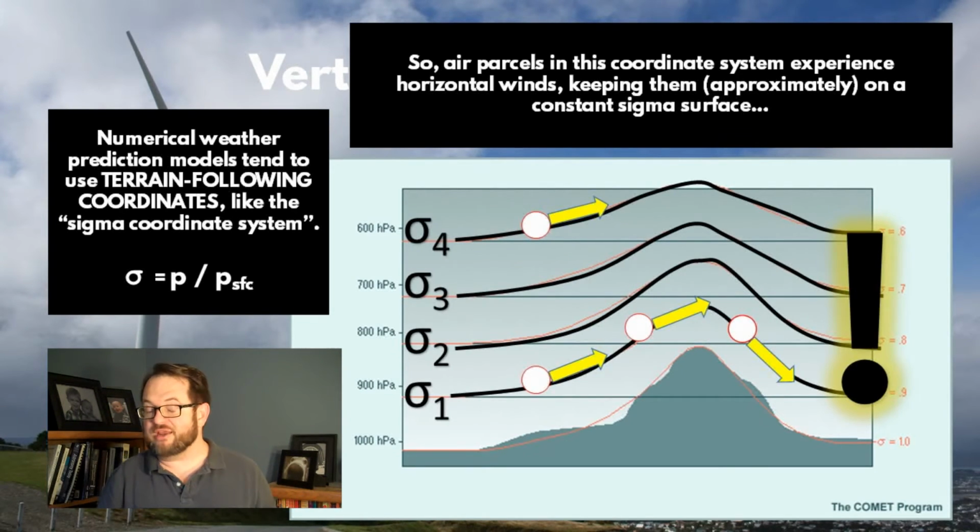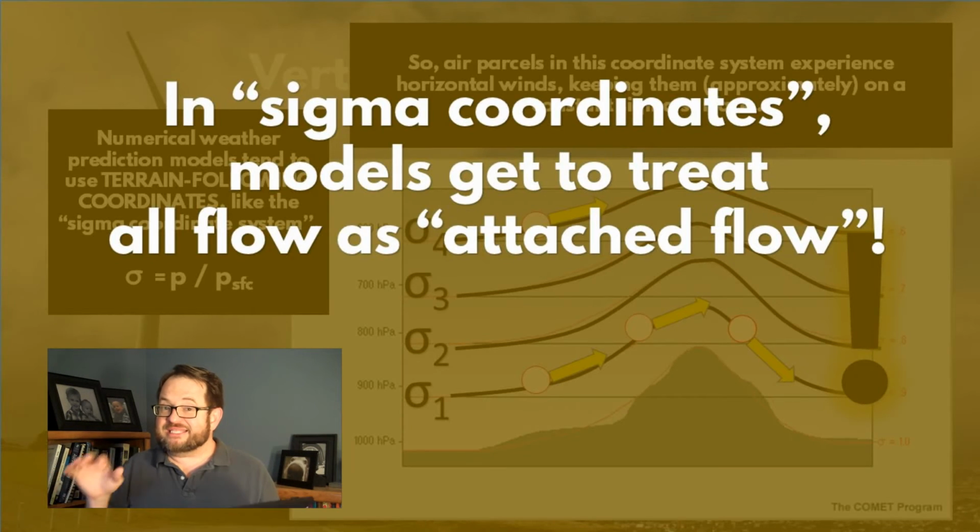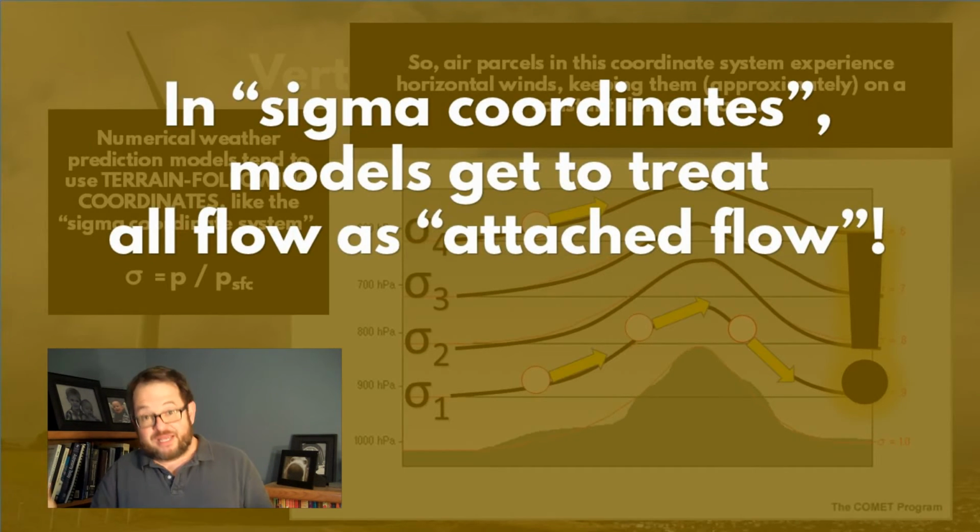It follows the terrain. This is a hugely nifty trick, and in fact all the weather prediction models, the kind of things that produce the forecast you see every day on TV and find on your favorite websites, they all in fact are done using terrain following coordinates. They're approximating the flow as an attached flow that just goes right over the topography. That's pretty slick. Basically, in sigma coordinates, you get to treat all flow as attached flow. And as you're going to see, the detached flow situations are so much more complicated that this is a nice little approximation here.